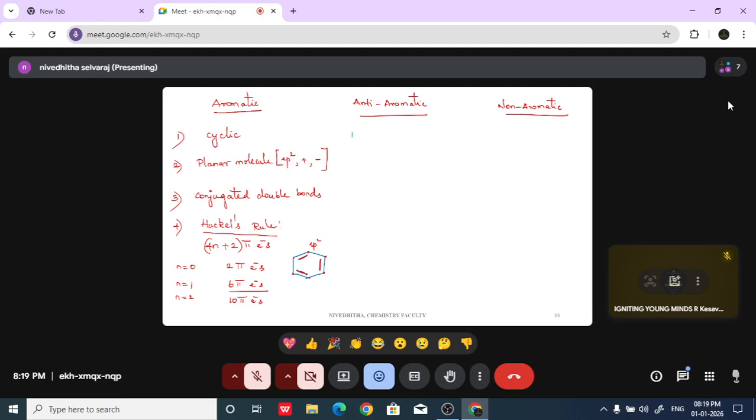For anti-aromatic, the condition is the compound has to be cyclic. Again, the compound has to be a planar one.